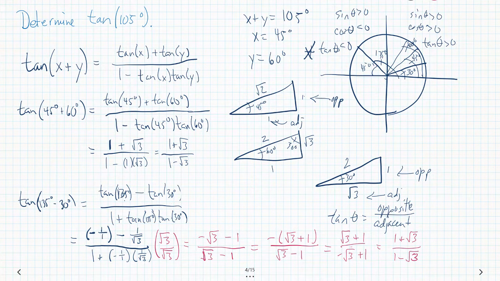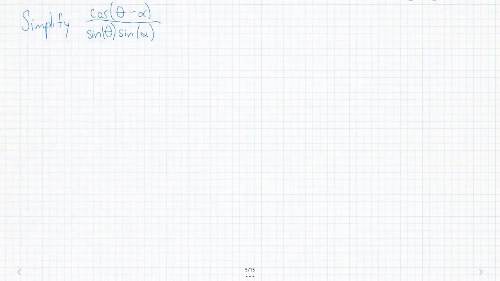Hopefully that makes sense on that piece. If not, let me know, and just let me know if that didn't work for the opposite over adjacent explanation as well, where we're looking at the triangle. I'll be happy to go back through that again.